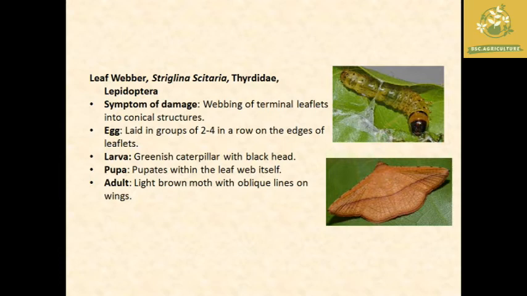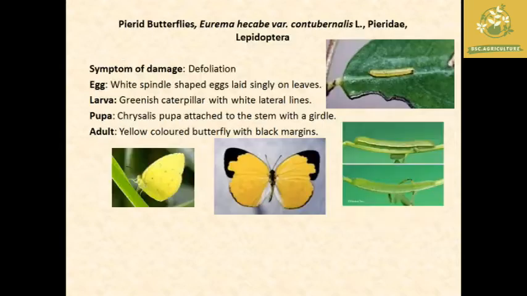And while seeing about the identification, the egg is laid in groups in rows of 2 to 4 at the edges of the leaflets, and the larva is a greenish caterpillar with a black head. You can observe that in the picture. And the larval body is greenish in color with some black spots present on it. And the pupa pupates inside the leaf web, and the adult is lightish brown with oblique lines on the wings.